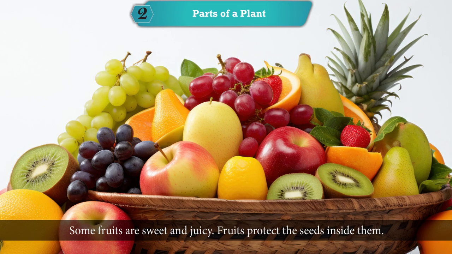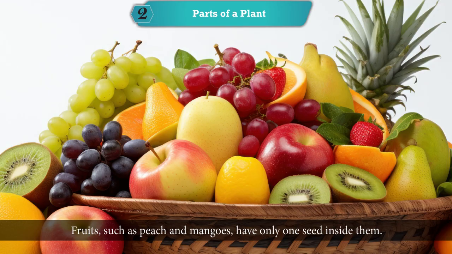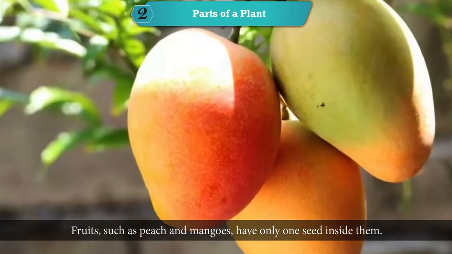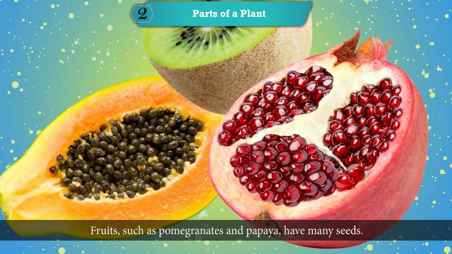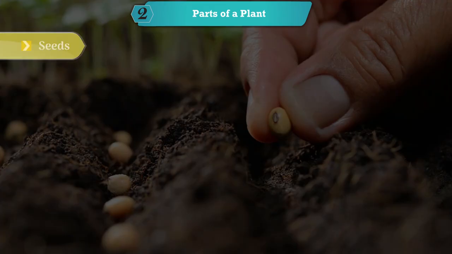Fruits. Some fruits are sweet and juicy. Fruits protect the seeds inside them. Fruits, such as peach and mangoes, have only one seed inside them. Fruits, such as pomegranates and papaya, have many seeds.